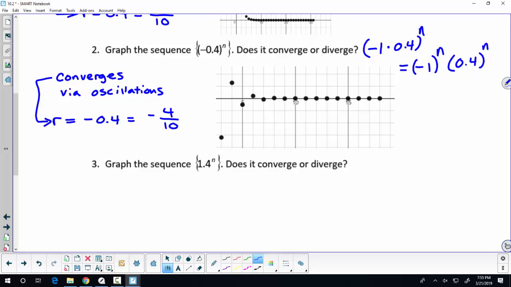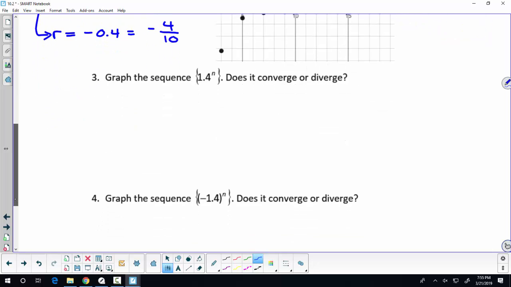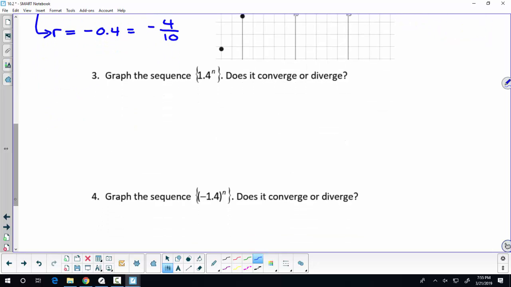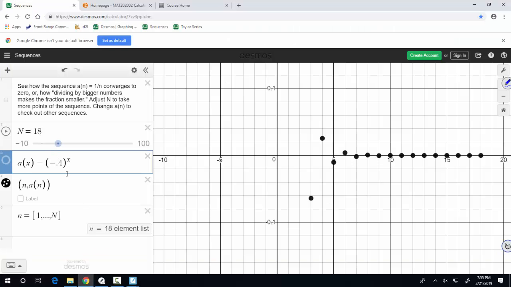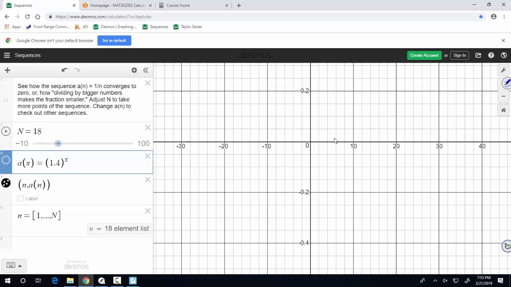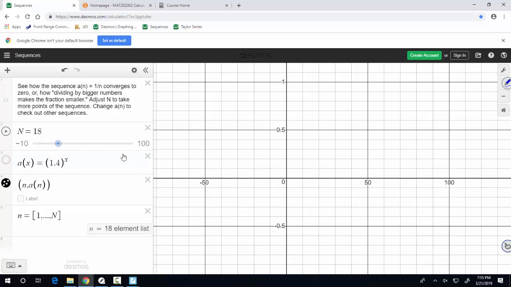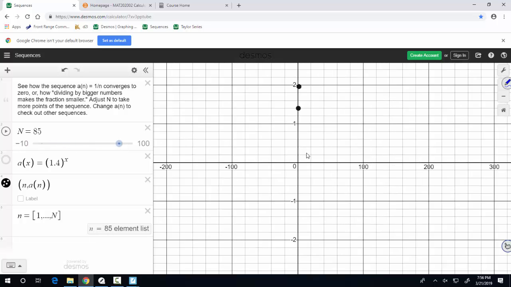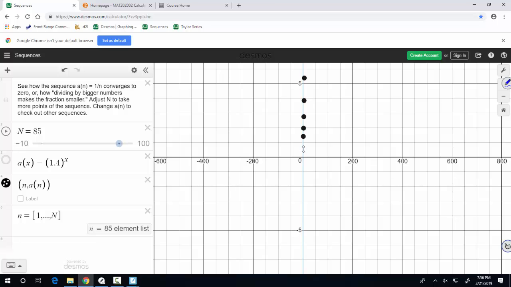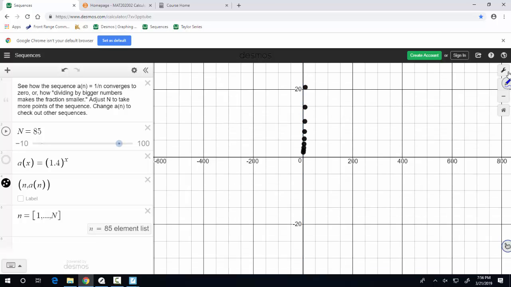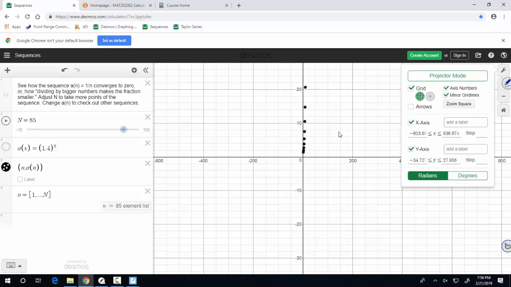Okay, how about 1.4 to the n? Does that converge or diverge? Diverges. Let's check that one out. Sorry, let me enter that in the table. You're just too small. I don't know if it's better with that or with that. I think that might be a little bit better.